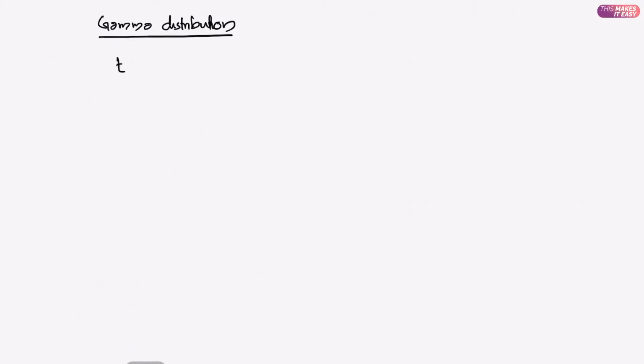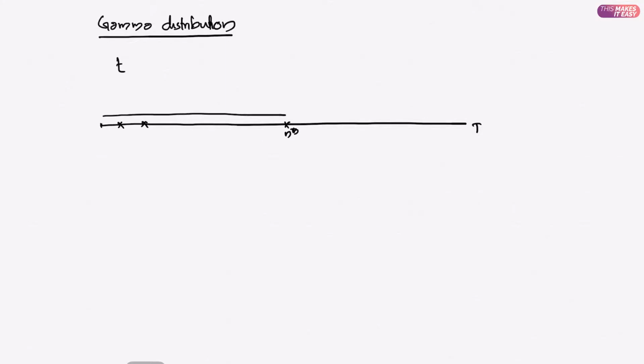Let T denote the waiting time until the nth event occurs. Graphically, we can look at this. This is the timeline t. The first event occurs somewhere here. The second event occurs somewhere here. It goes until the nth event occurs somewhere here. This time is basically the small t. So we will find the distribution of this T.